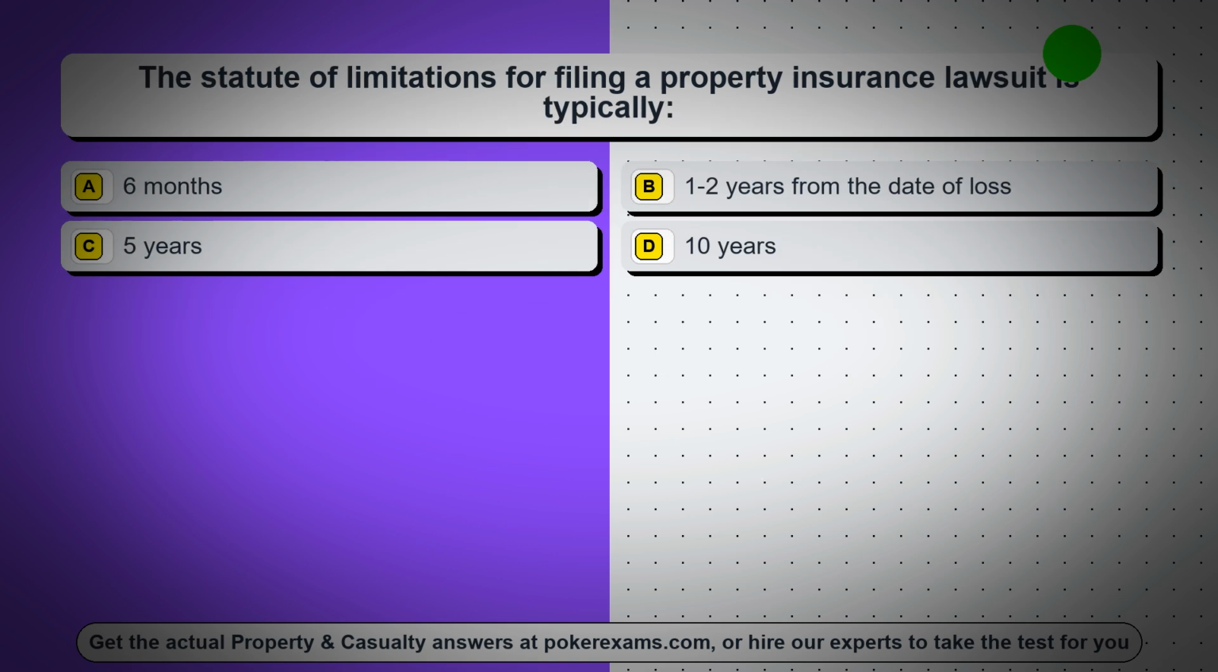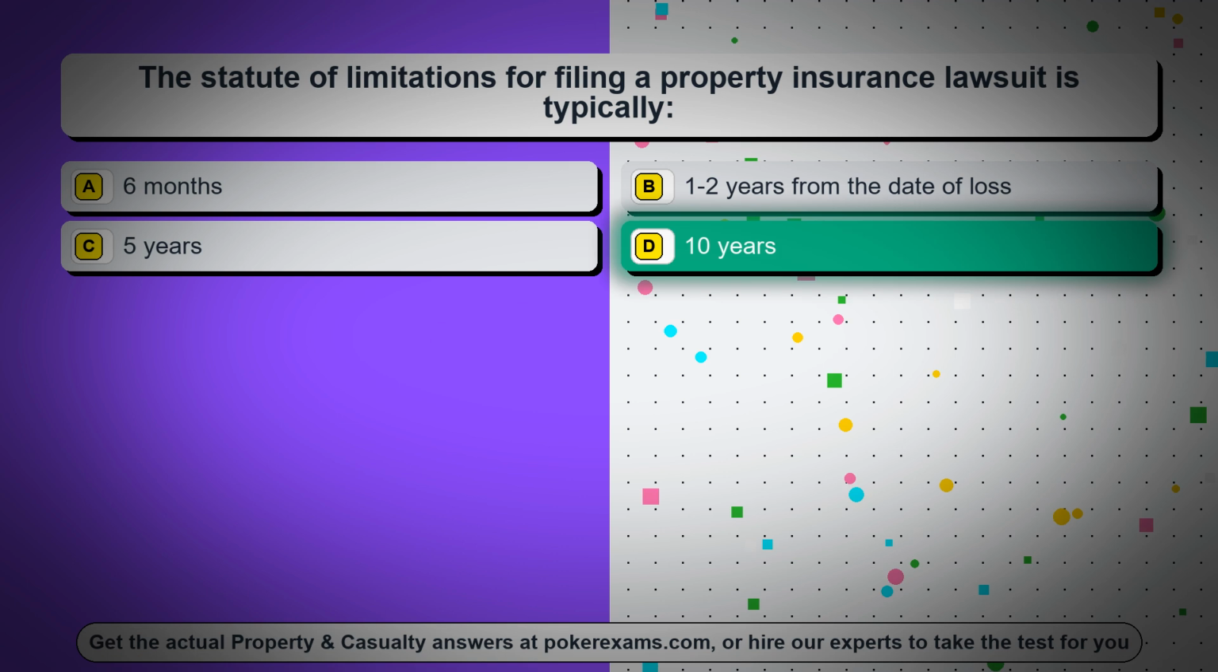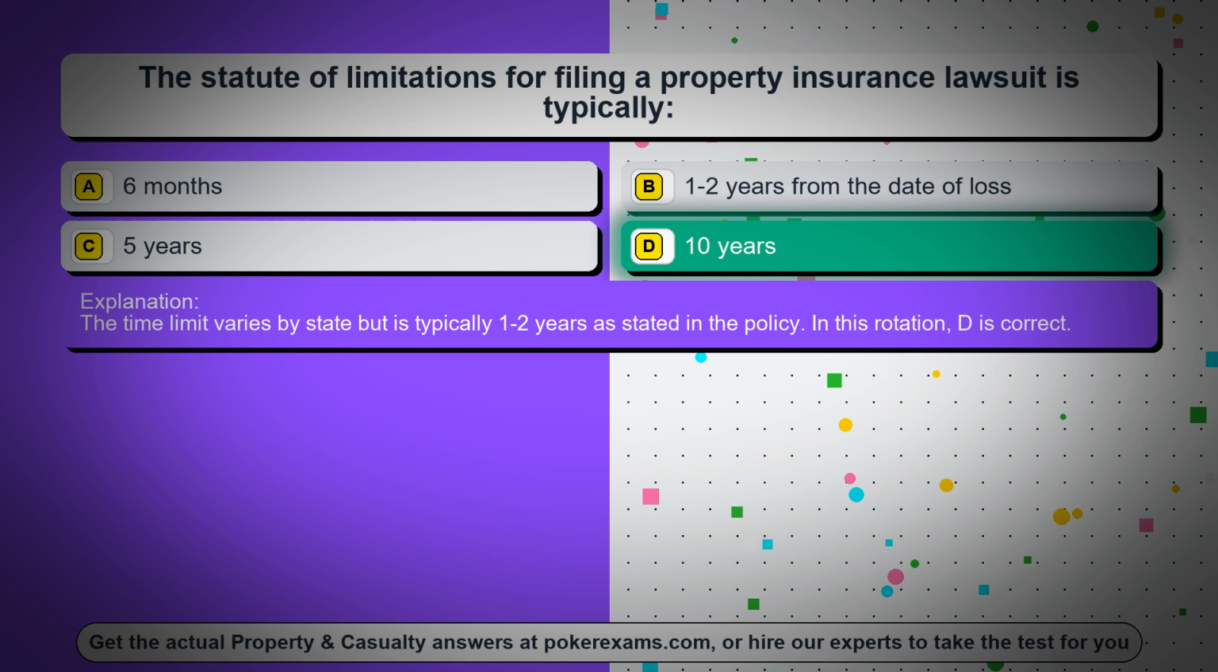Question 96. The statute of limitations for filing a property insurance lawsuit is typically, option A, 6 months, option B, 1 to 2 years from the date of loss, option C, 5 years, option D, 10 years. The correct answer is option D, 10 years. The time limit varies by state but is typically 1 to 2 years as stated in the policy. In this rotation, D is correct.